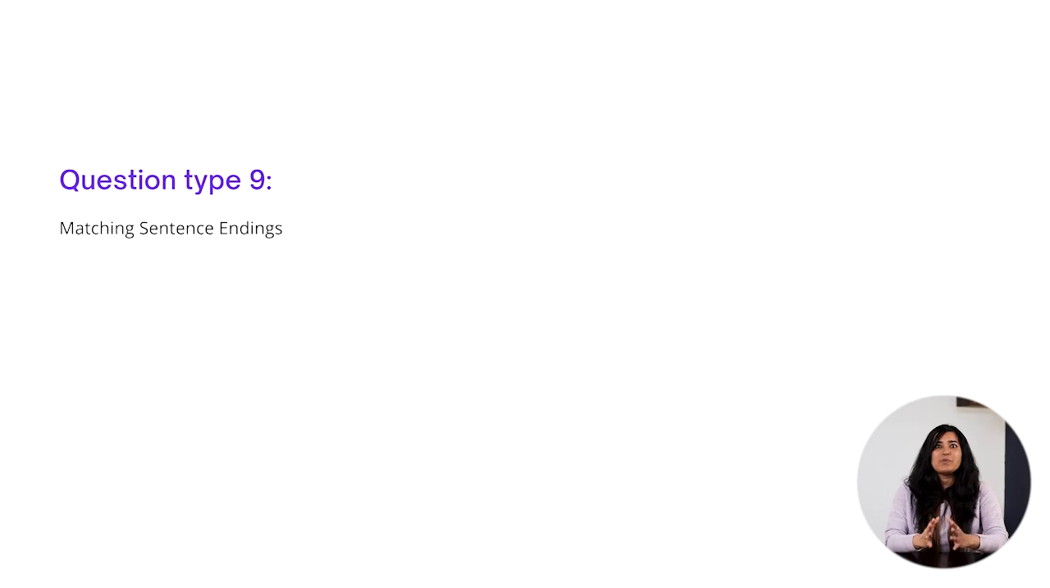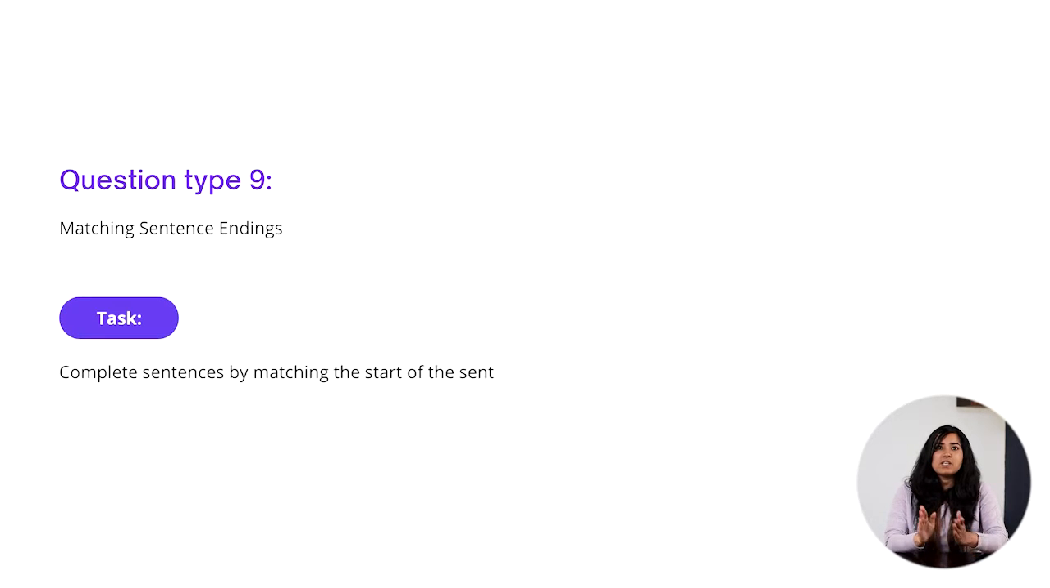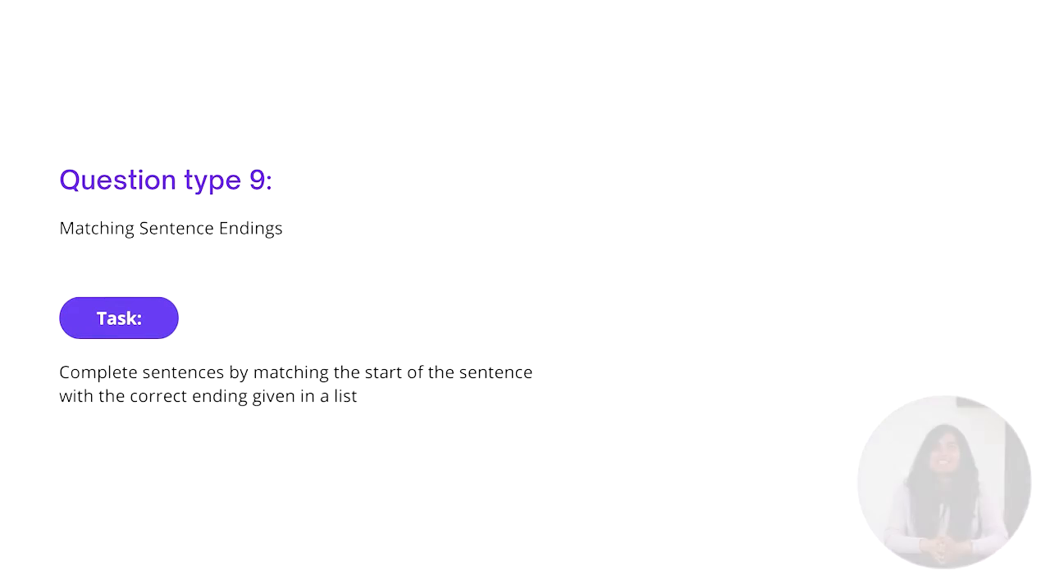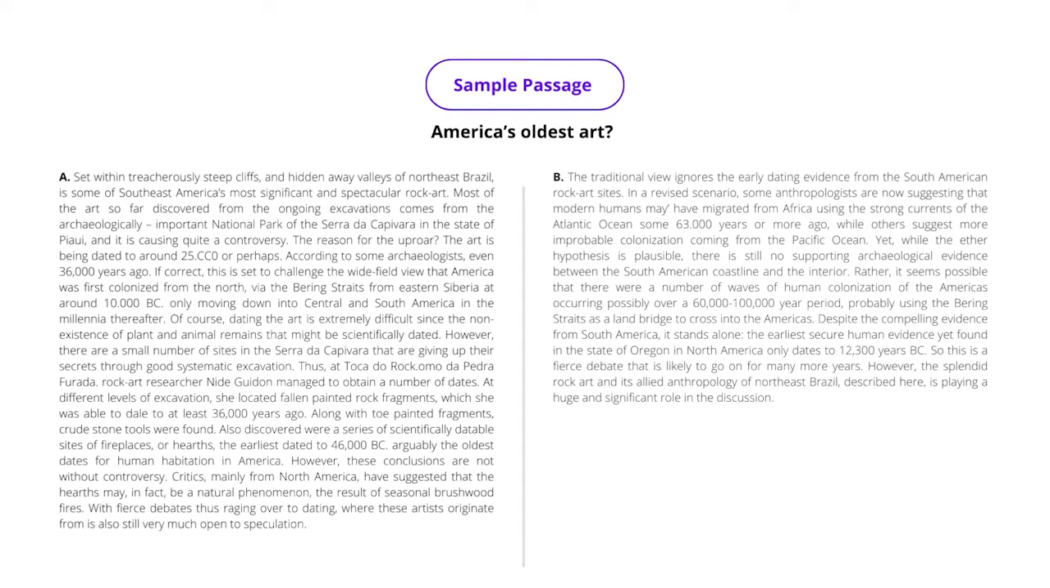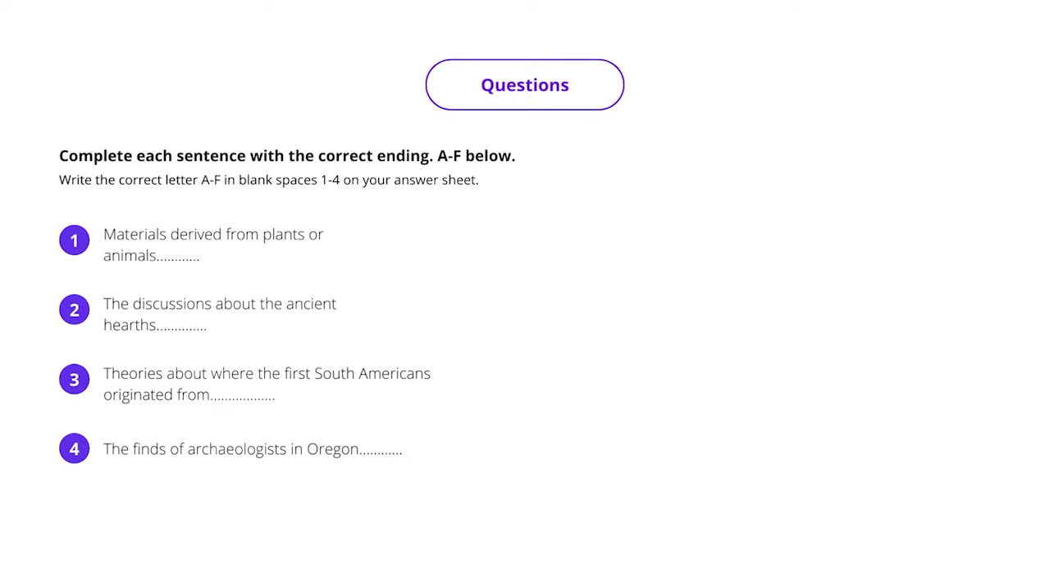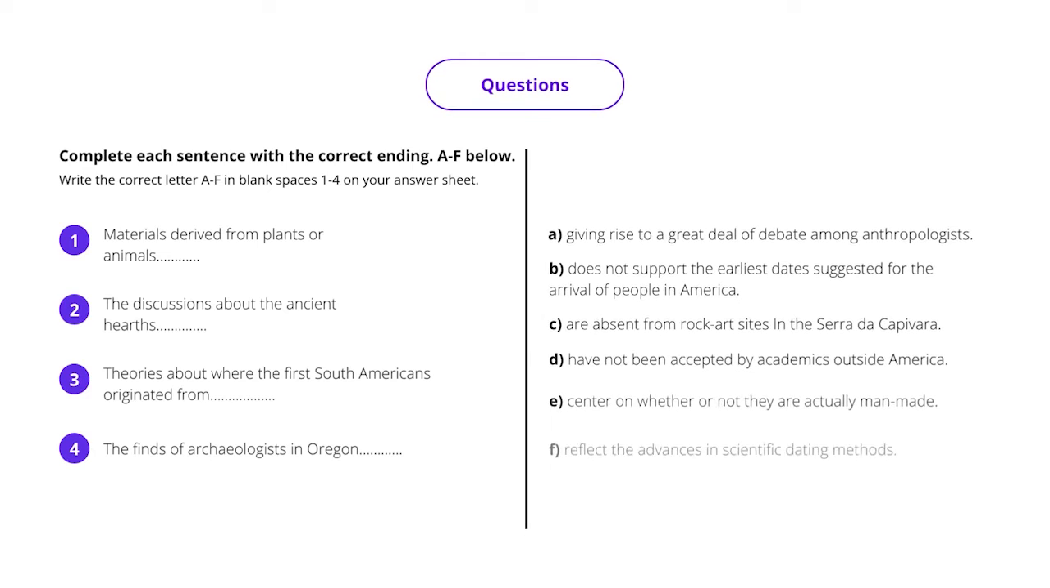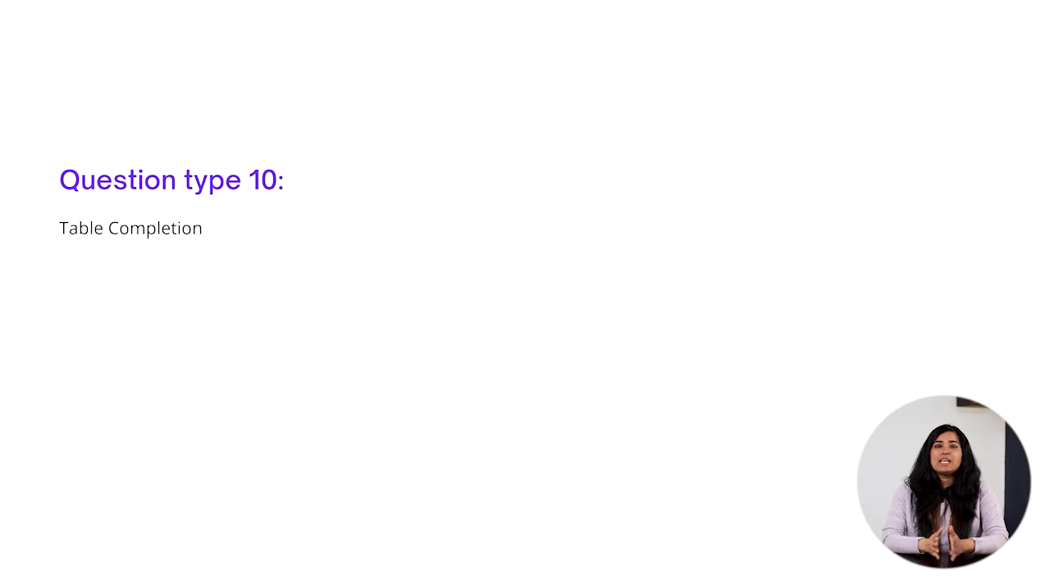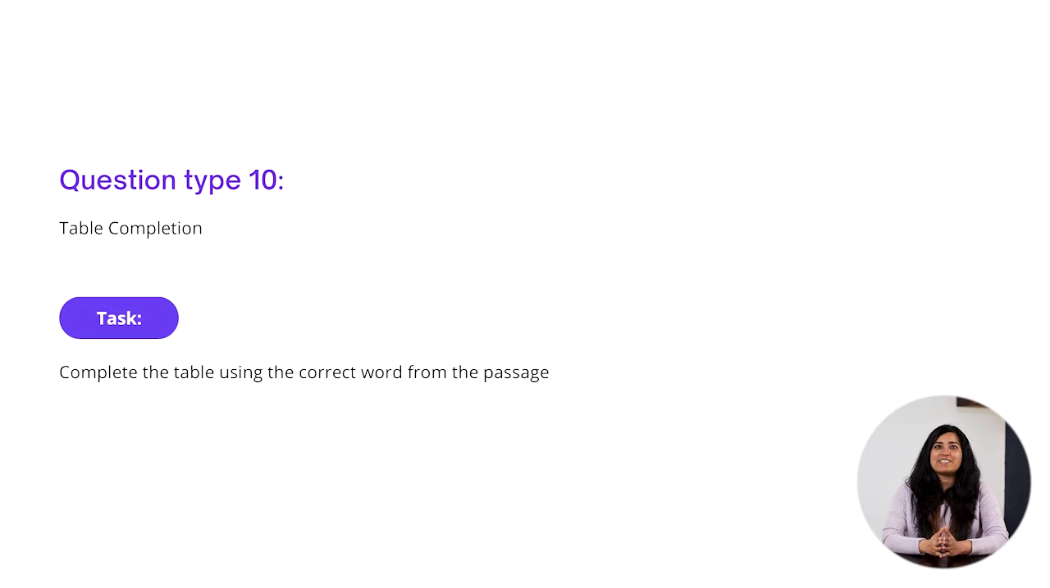The next question type, which is matching sentence endings, requires you to complete sentences by matching the start of the sentence with the correct ending given in the list. Table completion is the next question type, where you will have to complete a table using the correct words from the passage.